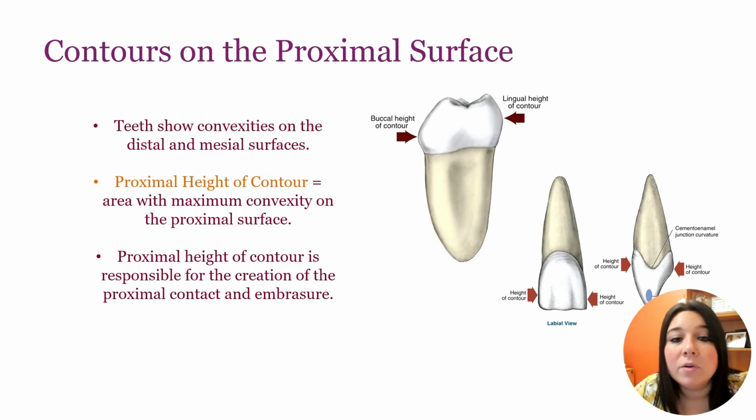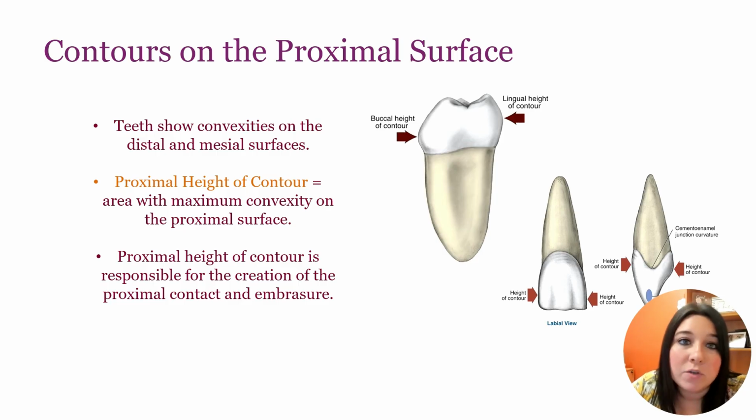The proximal height of contour is responsible for the creation of the proximal contact. So when we floss and you get that snap, that is that proximal height of contour creating that tension. It also creates the embrasure, that triangle area between teeth.